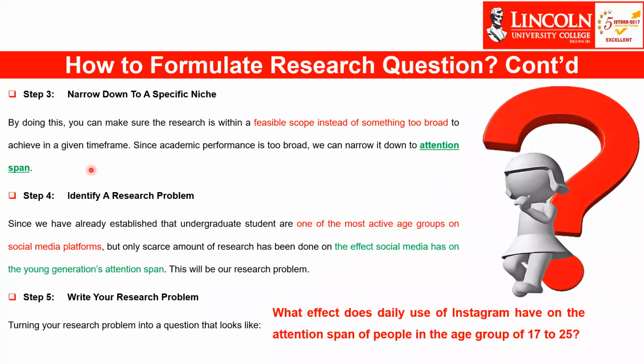Okay, so then step 4, identify a research problem. So since we already established that undergraduate students are one of the most active age groups on social media platforms, but only a scarce amount of research has been done on the effect social media has on the young generation's attention span, this will be our research problem.